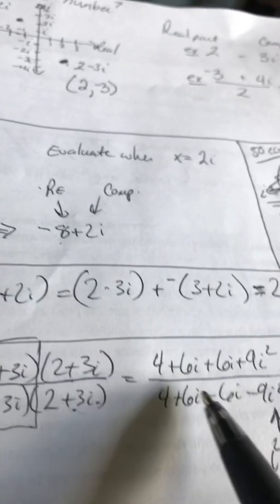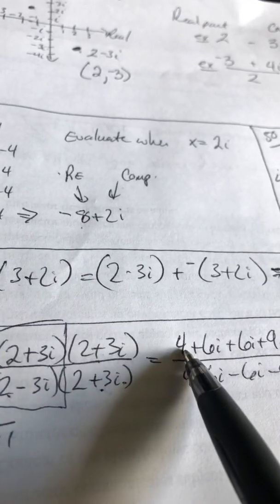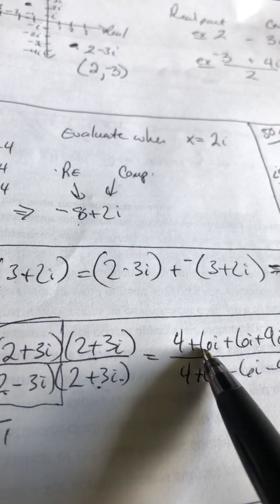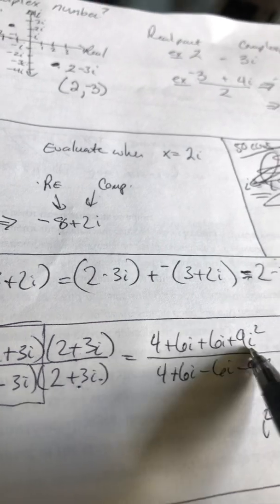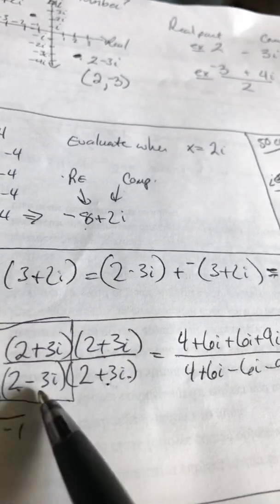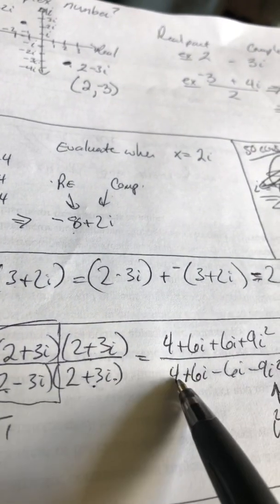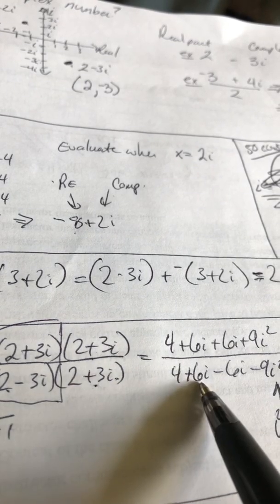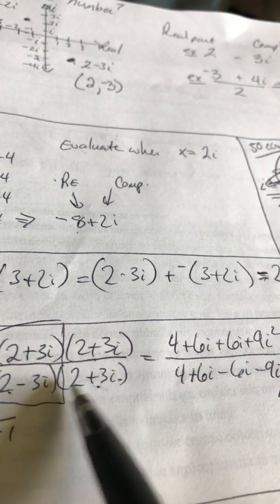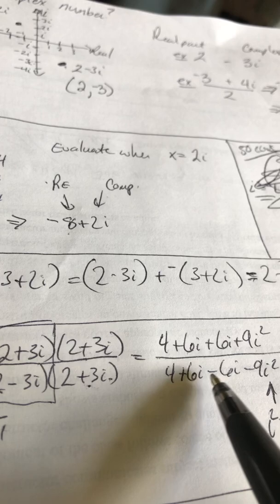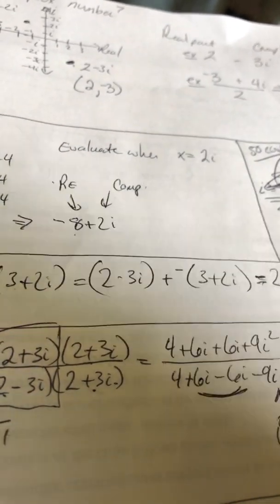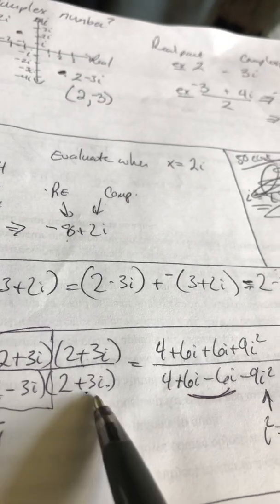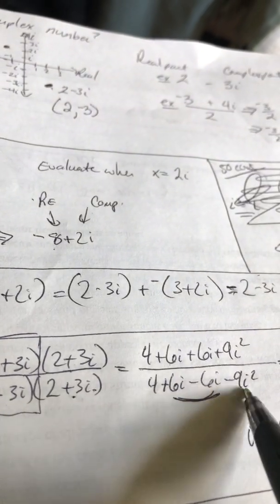And you FOIL these out. So you're going to have 2 times 2, which is 4, 2 times 3i, which is 6i, 3i times 2, which is 6i, and then 3i times 3i is 9i squared. In the denominator, 2 times 2 gives you the 4, 2 times the 3i is a positive 6i, -3i and the 2 is a -6i, and these two will eliminate each other. And then -3i and a positive 3i is a -9i squared.